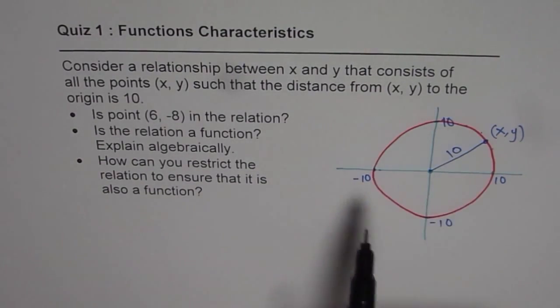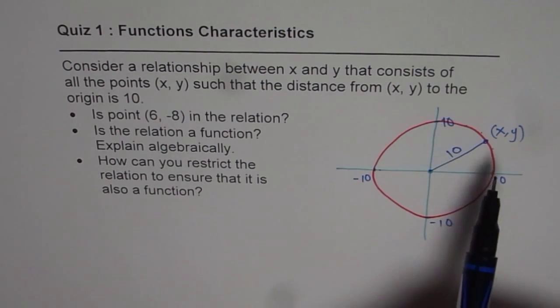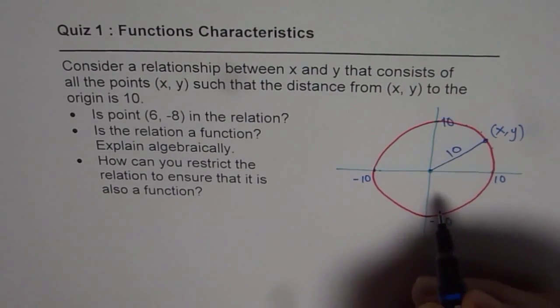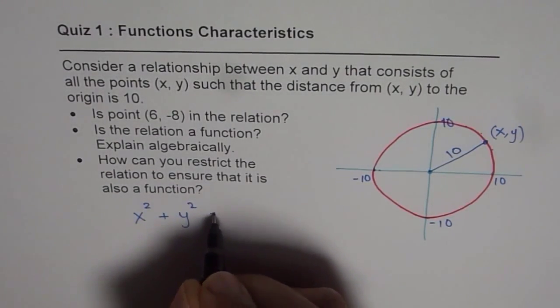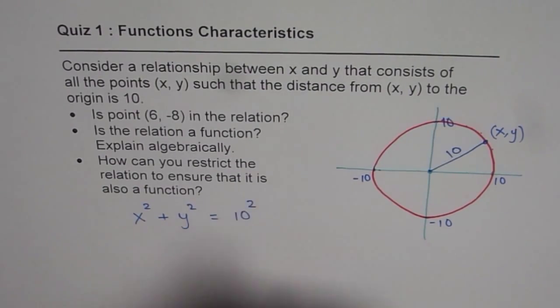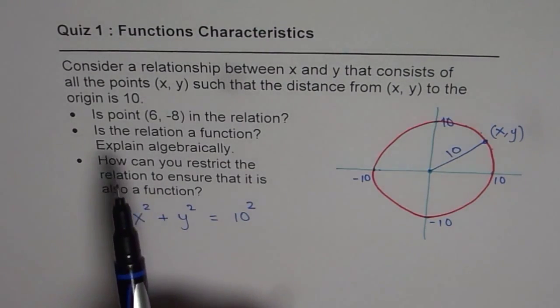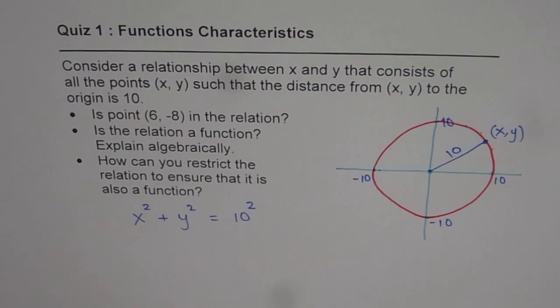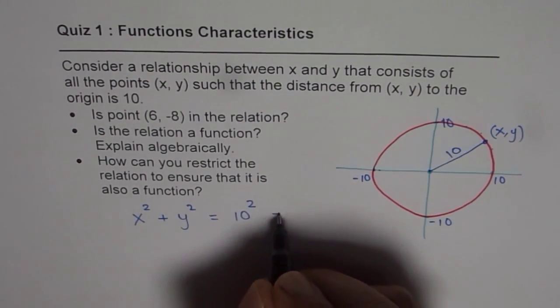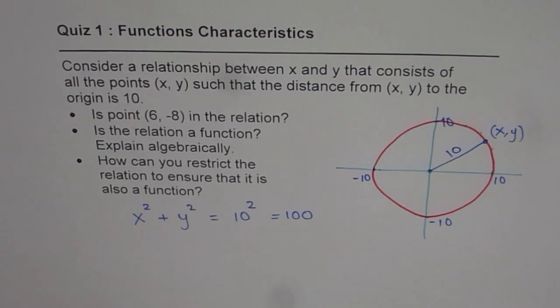Now we already have the circle and we know we can develop a relation between x and y. The relation is x squared plus y squared equals 10 squared, correct? Which is 100. Now to find if the point (6, minus 8) is in this relation or not, we can substitute x as 6, y as minus 8, and if we get 10 squared, that is 100, then that means the point lies on this relation, right?